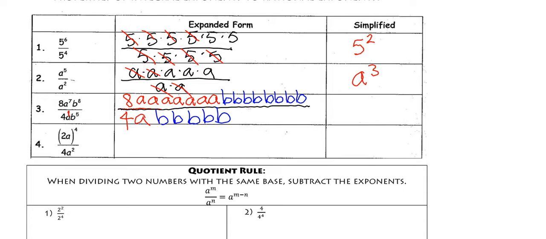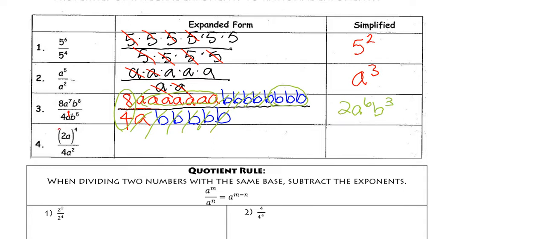Now we start canceling. So the 8 over 4 can be simplified to 2. A on top, A on bottom cancel. B on top, B on bottom. We are left with 1, 2, 3, 4, 5, 6 A, so A to the 6th power. And 3 B's, so B cubed. So 2A to the 6th, B cubed.